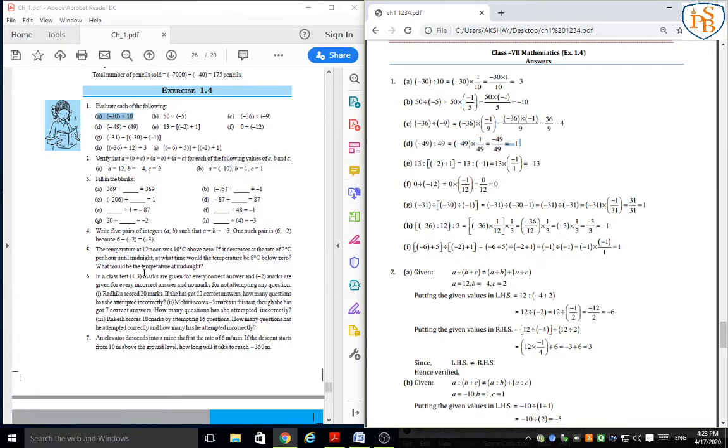I think these examples are very easy, but you have to listen carefully because there are so many rules we are going to use while solving these problems.